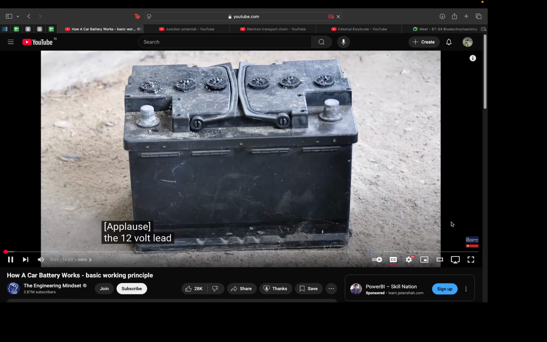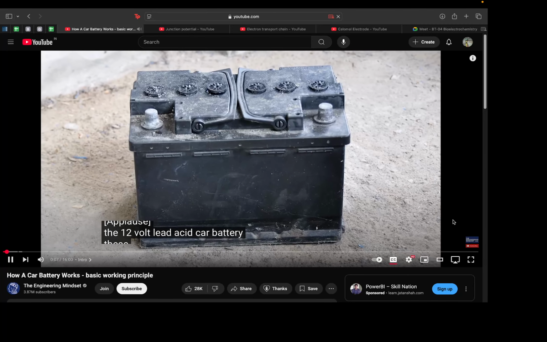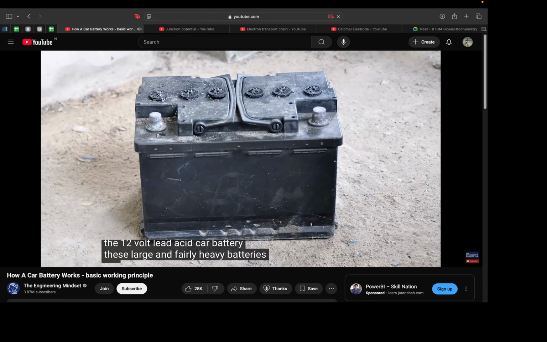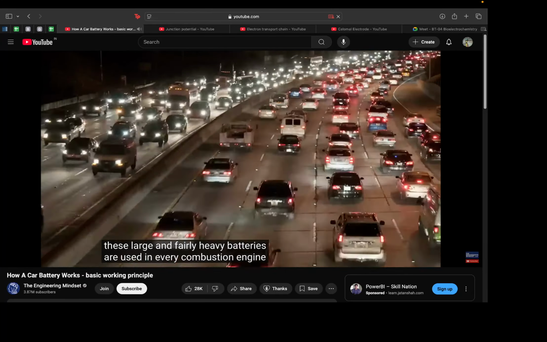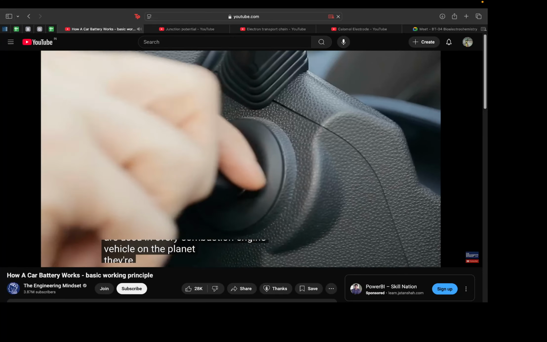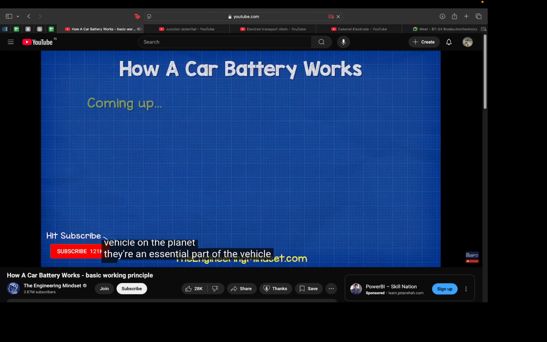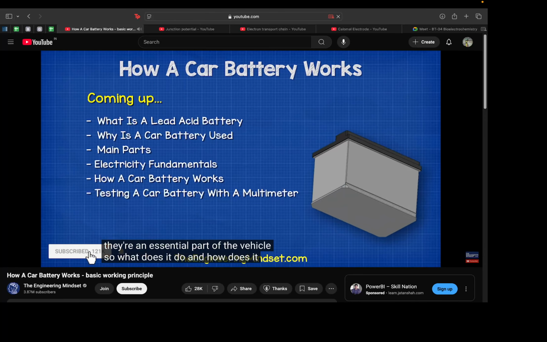The 12-volt lead-acid car battery. These large and fairly heavy batteries are used in every combustion engine vehicle on the planet. They're an essential part of the vehicle. So, what does it do and how does it work?